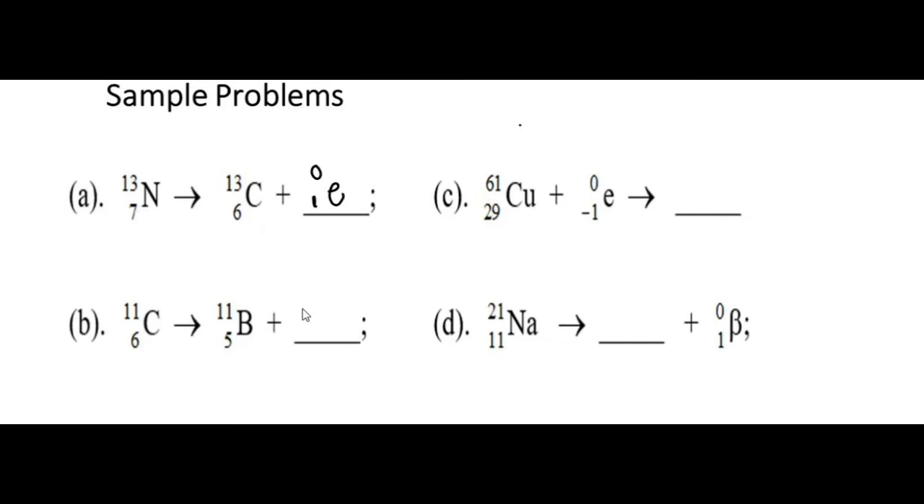Let's try another one. What can we do to make this balance? We have the same atomic mass, both 11, but this one is 1 lesser than this number. So we need to do positron emission. Here you go. Is it balanced? Are they both 6? Yes. Are they both 11? Yes. All right.